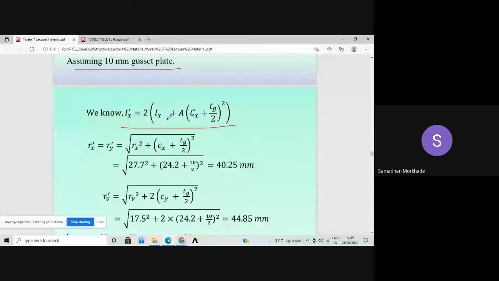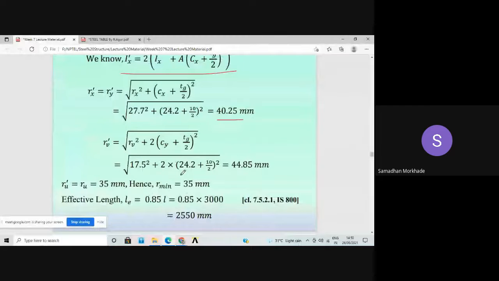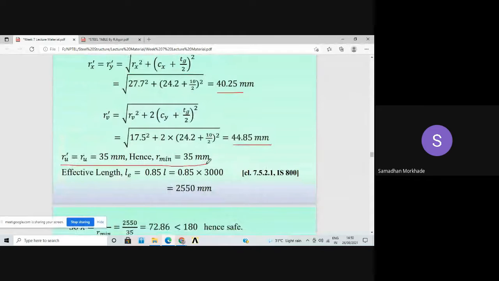See, IXX is equal to 2 IXX, parallel axis theorem applied. So RXX, RYY is equal to 40.25. Similarly, RVV is equal to 44.85, whereas RUU is 35 only. Why is it happening like this?